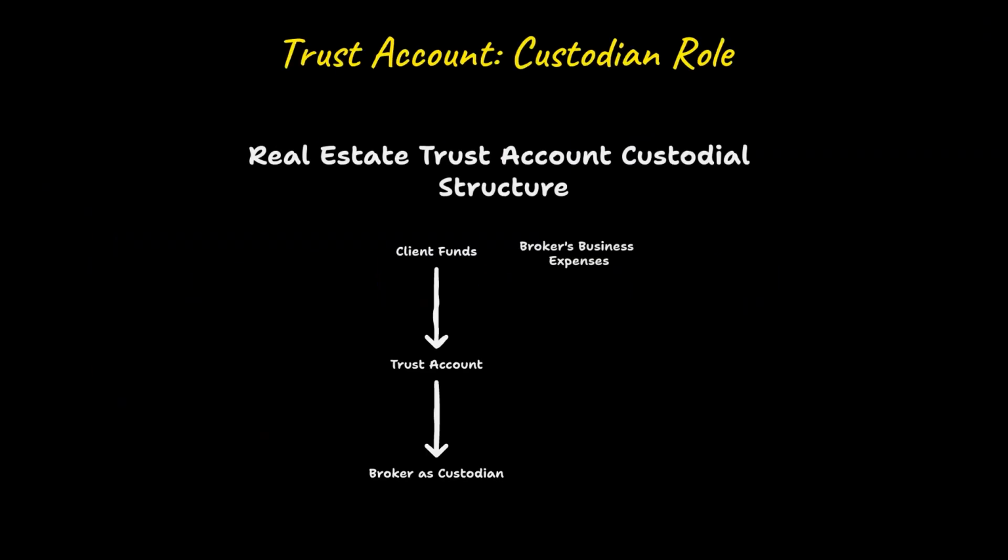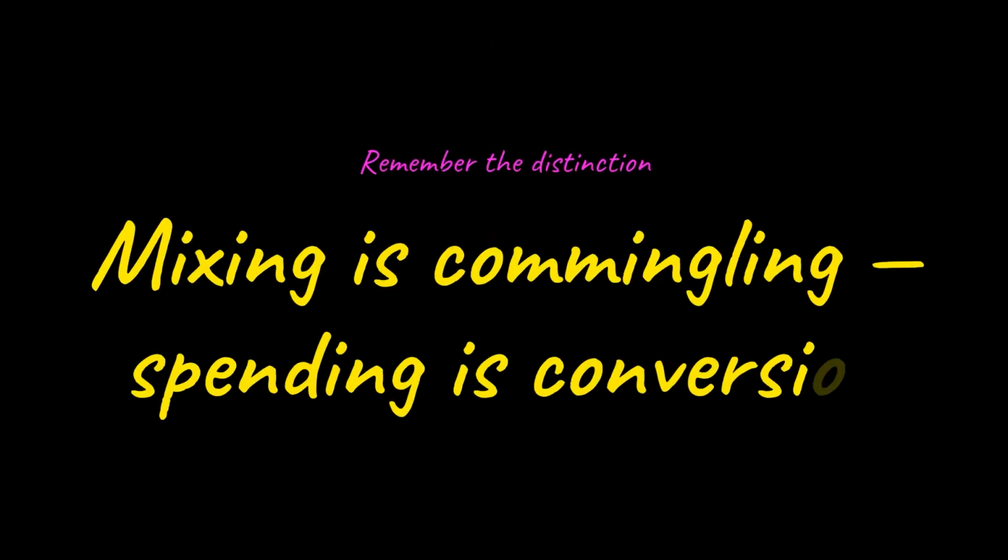Think of the trust account as a locked box the broker holds but does not own. The broker is purely a custodian. The moment the broker reaches into that box to pay a business expense, the custodian relationship is broken and conversion occurs. The gravest consequences, license revocation and potential criminal charges, follow conversion precisely because it is theft, not just a paperwork error. If a question describes a broker spending client funds for any broker purpose, that is conversion, full stop.